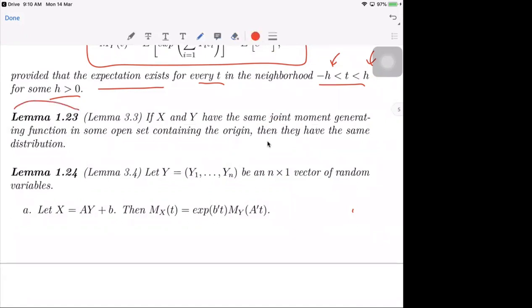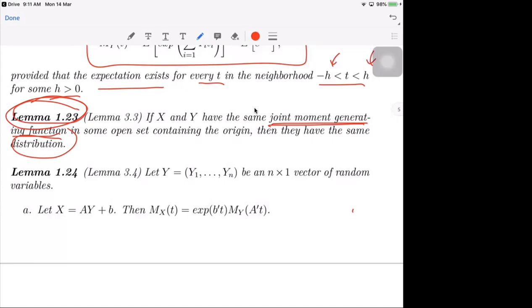So what is this lemma telling us? This lemma is telling us that moment generating functions for random vectors are unique. So if they have the same moment generating function, they have the same distribution. So the moment generating functions for different distributions are unique. If you have a normal distribution, its moment generating function is different from that of a binomially distributed random vector. The moment generating function of a binomial is different.